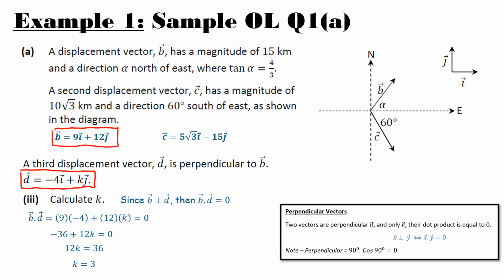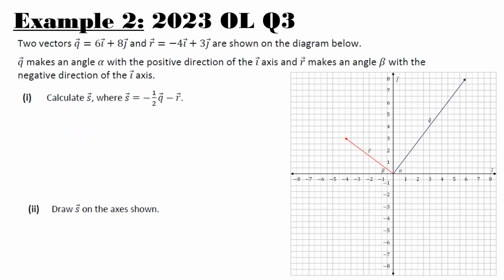So it gives you a sense of what could be asked. Like I said, at ordinary level, we're seeing this as an explicit question. At higher level, they're integrating the same questions, but just into other topics. So example 2 is from the 2023 ordinary level paper, and it's question 3.